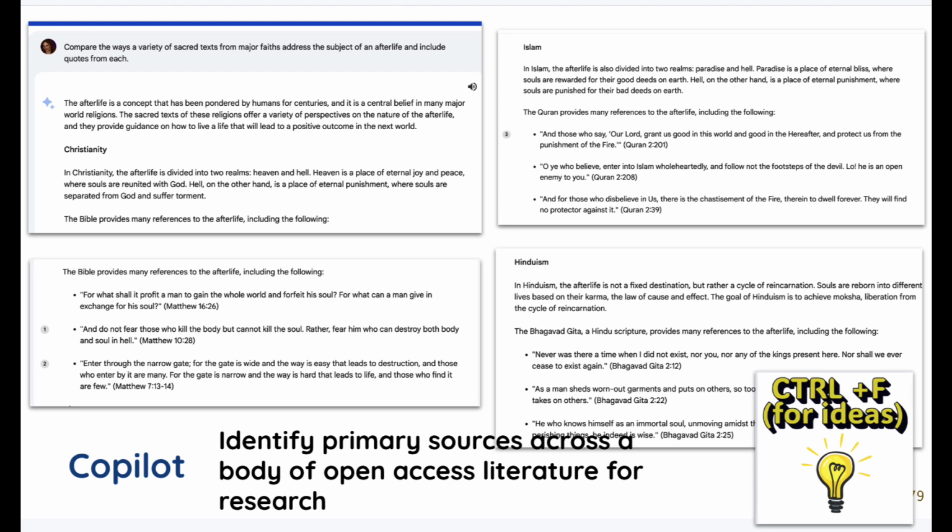In this case, I was using Microsoft's Copilot, and I had a question actually from a religious studies faculty member who wanted to know how he might apply generative AI in student research in his comparative religions course. And among the things we talked about were the themes that he had across religions. So the prompt here was compare a variety of sacred texts from major faiths and address the subject of the afterlife, including quotes from each of the sacred texts. And it did a really fine job.